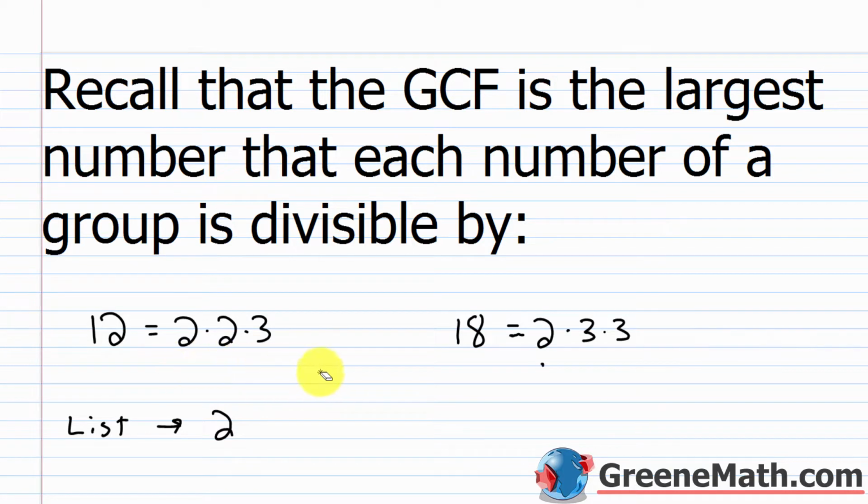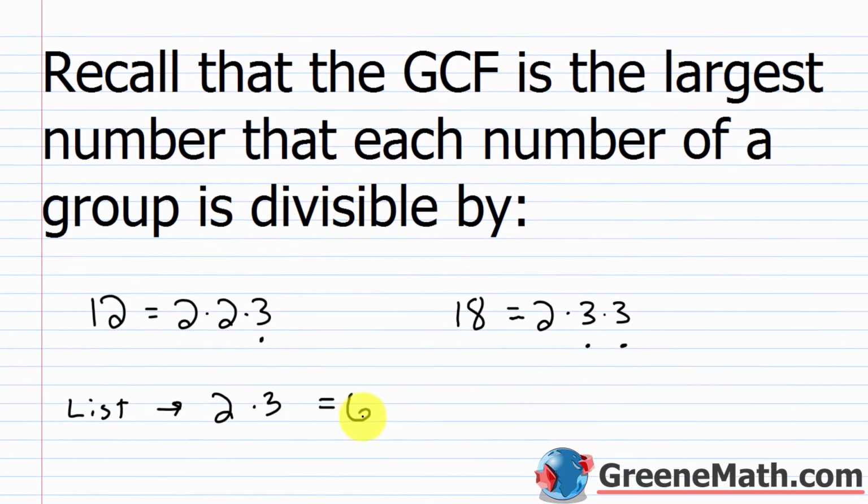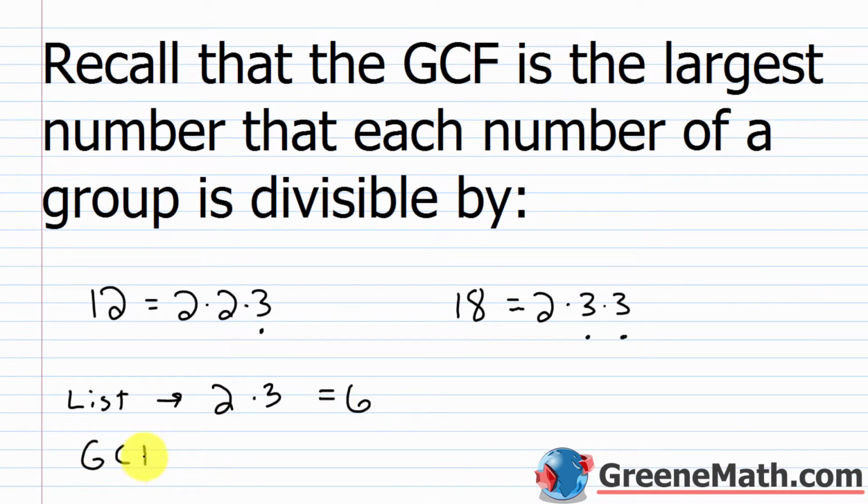Then if I move on to the next number, I have a 3 here, and then I have two 3s here. So one 3 is common to both. So times 3. So my list would contain one 2 and one 3. I'd multiply them together to get 6. And so the GCF is the number 6, right?